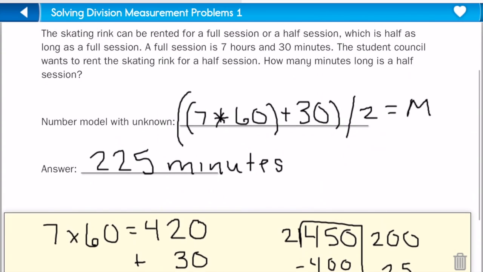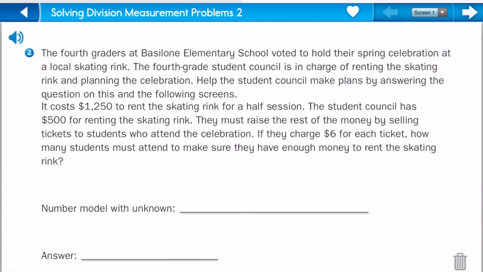225 minutes. Right. Let's try. All right, here's this problem. Solving division measurement problems 2.